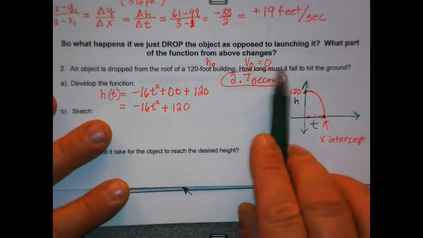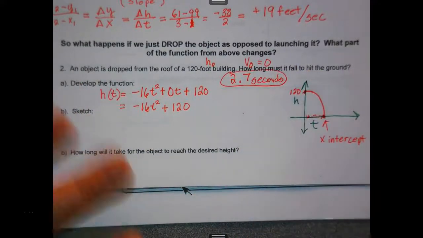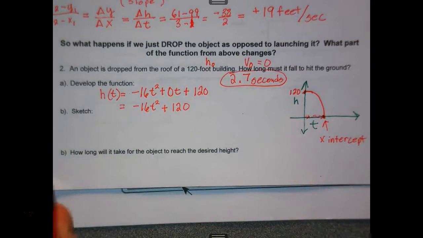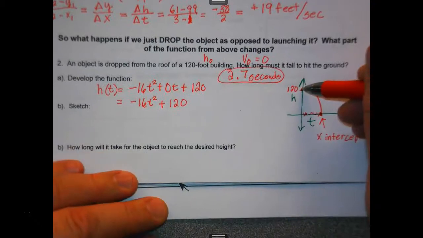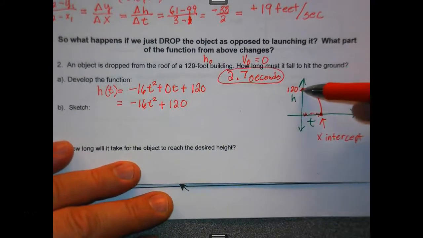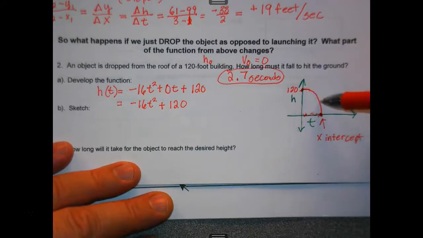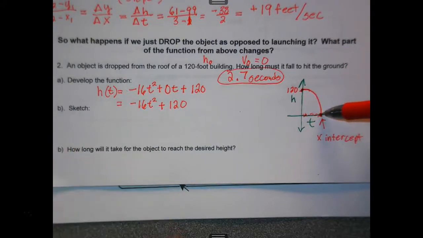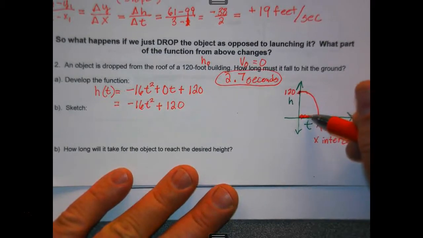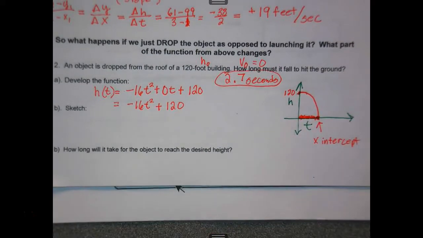All right, how long must it fall to hit the ground? So we're looking for that x-intercept of 120 foot. I use the example of a pumpkin or something. Start off of a 120-foot building, boom, splat on the ground. Looks really cool. And we're supposed to come up with the time of that x-intercept point, or actually t-intercept.